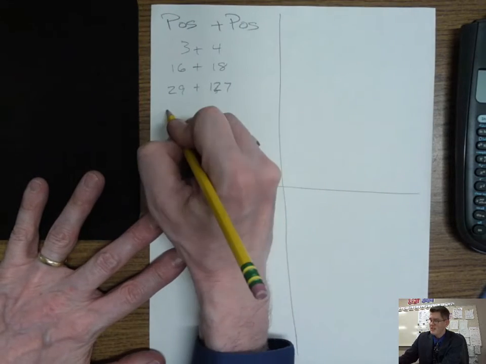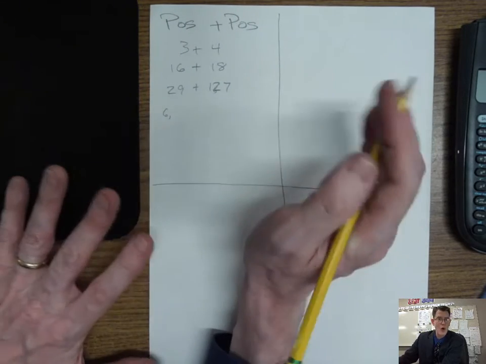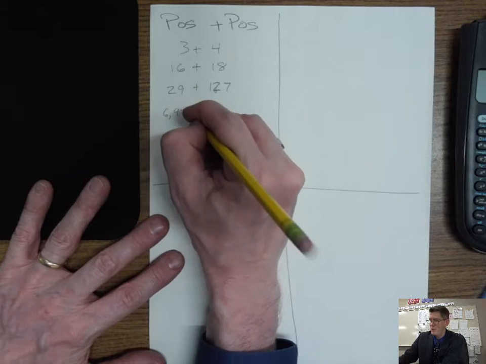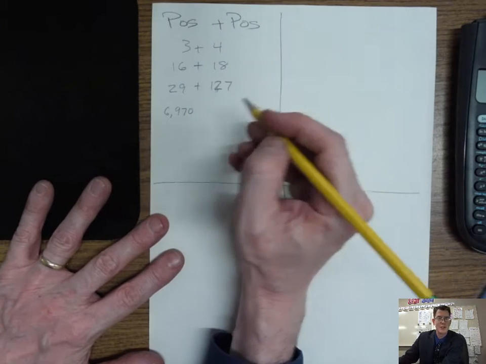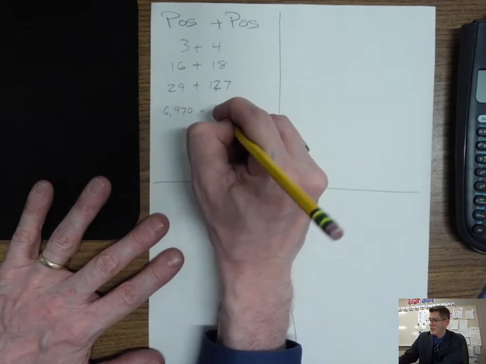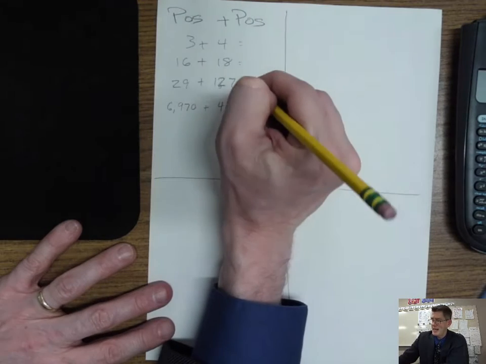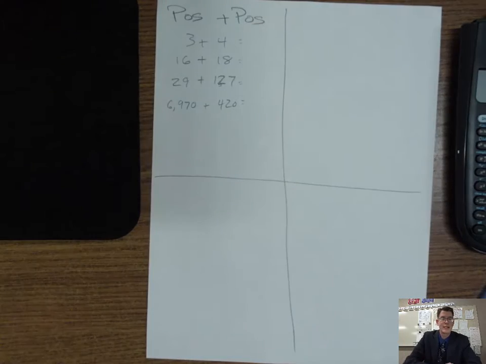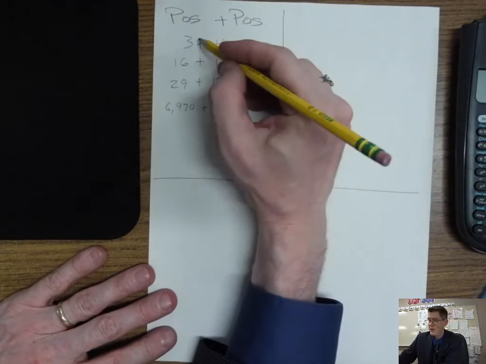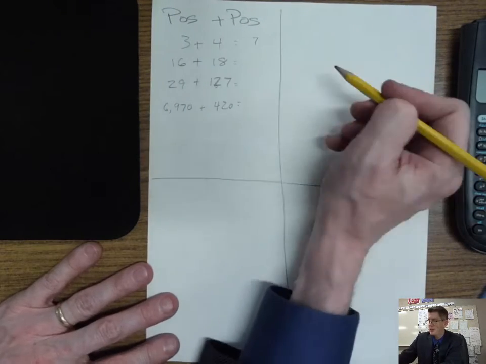127. 6 million. I mean, I could go on. You understand where I'm going with this. I'm just going to do 6,970, make it a little easier, plus 420. You've been adding these kinds of integers for so long, I'm really not going to take much time with it. When you add these integers, that's 7.